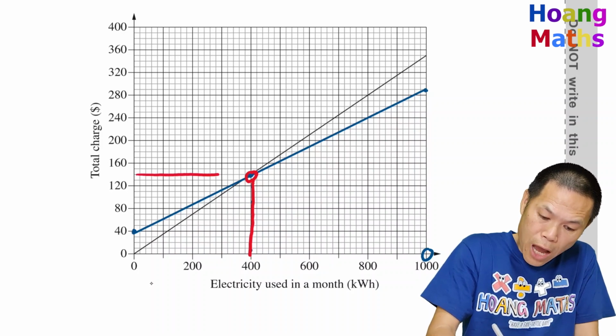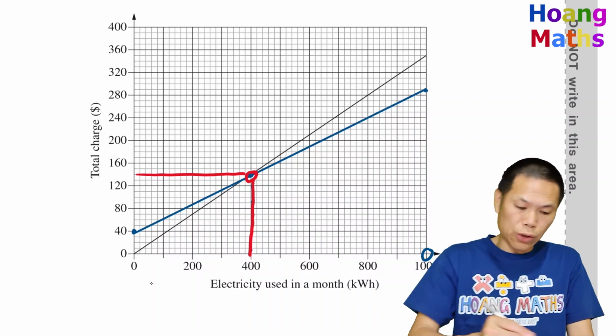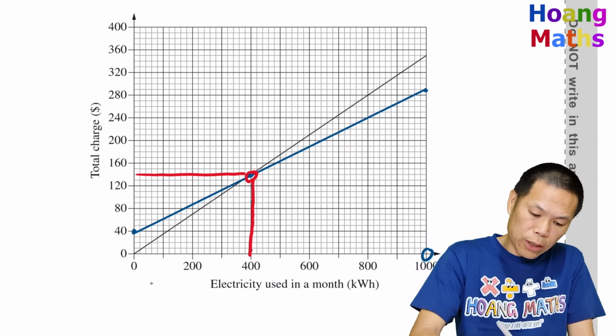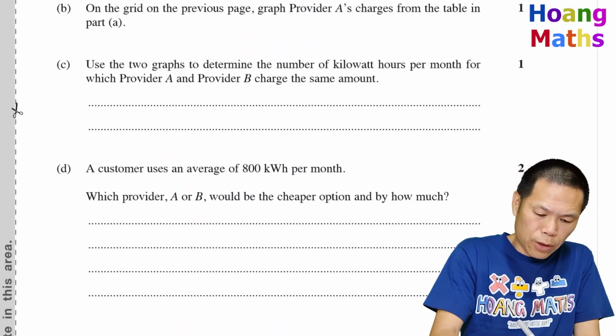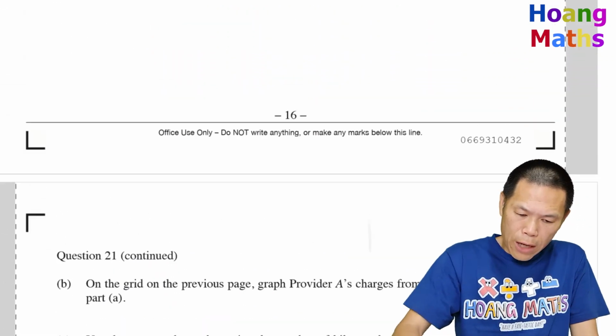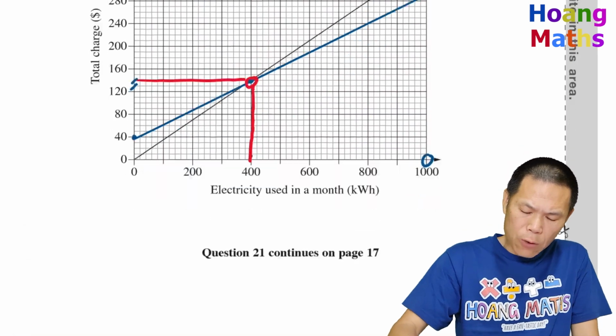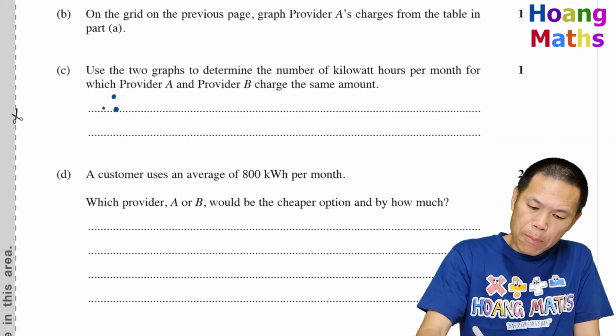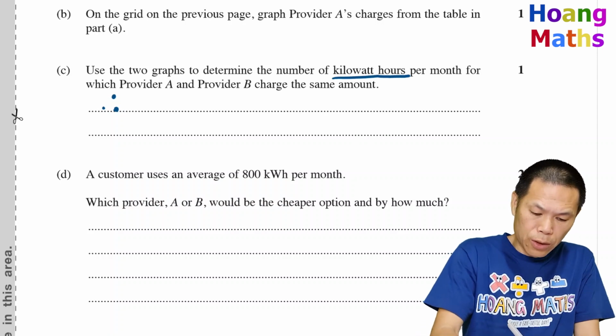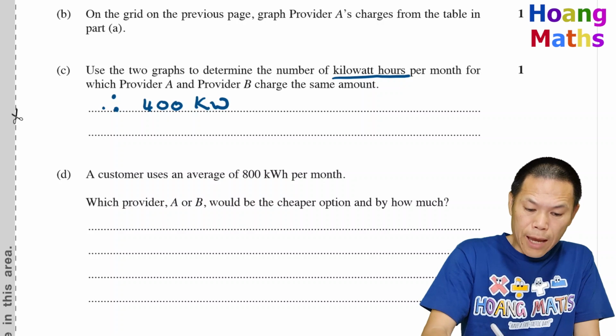Don't forget, the fee is $140. So 120, 130, 140. So $140. So therefore 400 kilowatt hours. We just need to work out the number of kilowatt hours. That's all. So 400 kilowatt hours.